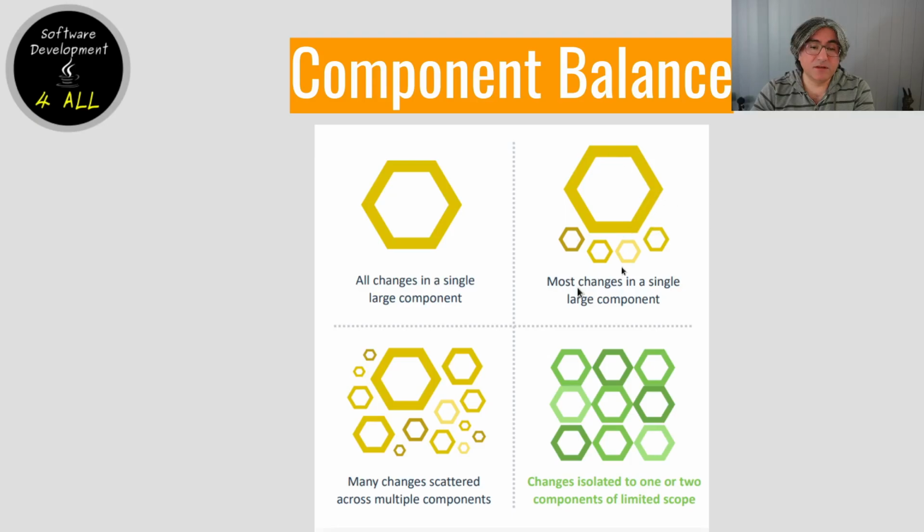This one is similar as well. Most changes in a single large component, and this is the desirable situation. So you distribute the responsibilities and the changes to the components to one or two components of limited scope. So when I'm changing this one, then only these two are changed, or just two.